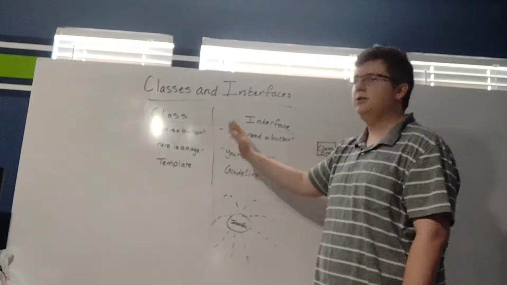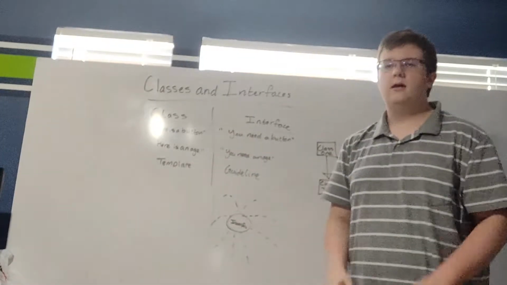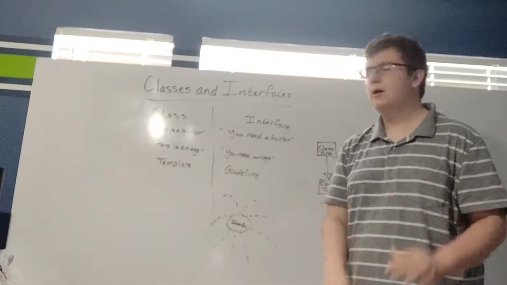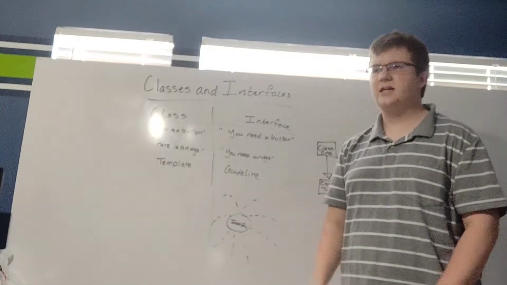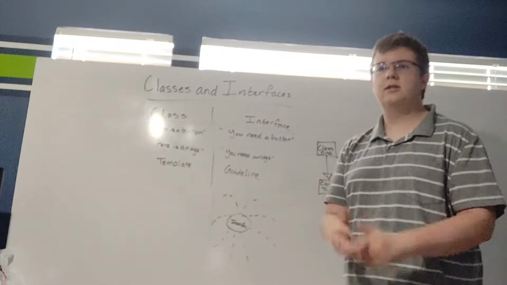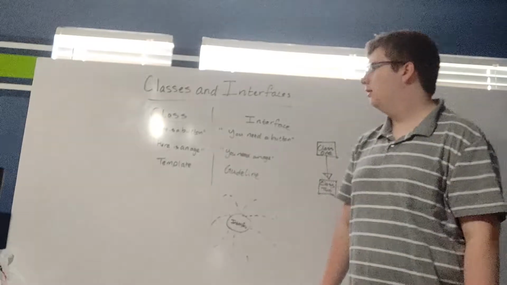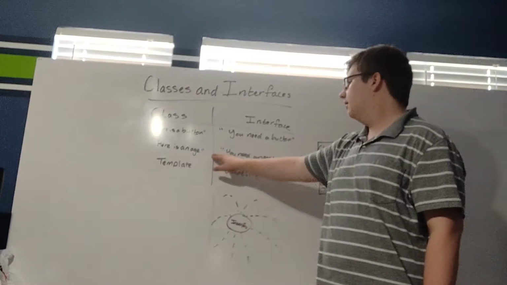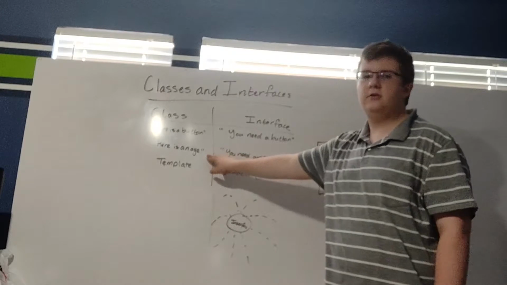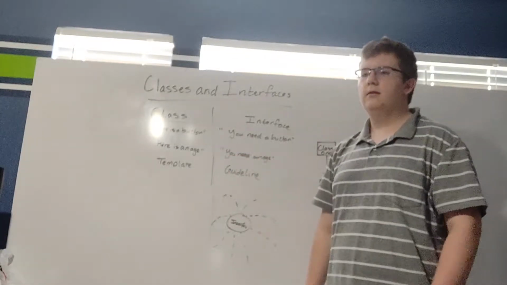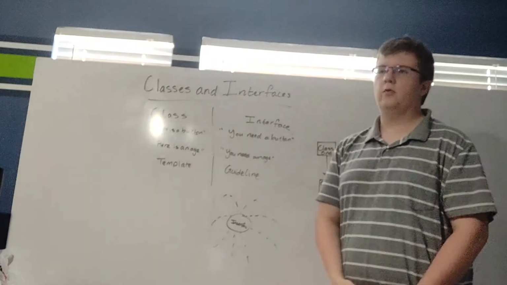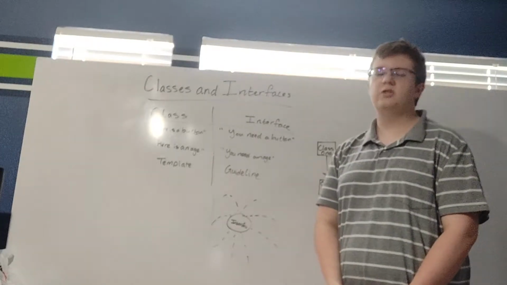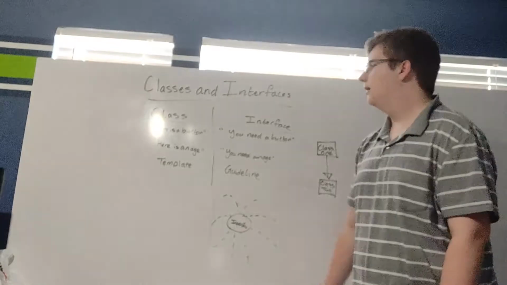So in a class, you could say, here is a button. There is a button that does this. Whereas in an interface, you could say, you need a button. That's it. You just need one. I'm not going to tell you what it does. You just need one. In a class, you could say, here's an age. Here's a number that you're going to work with. And in an interface, it could say, you need a number to work with. I'm not going to tell you how you work with it. You just need something to work with.